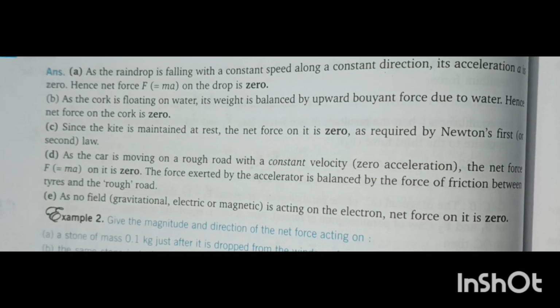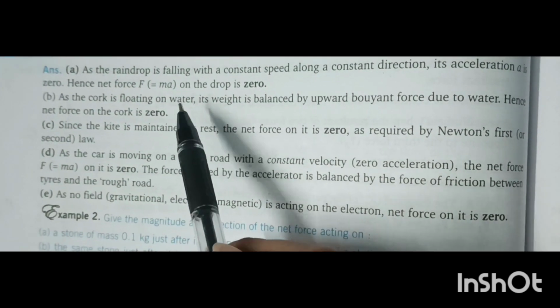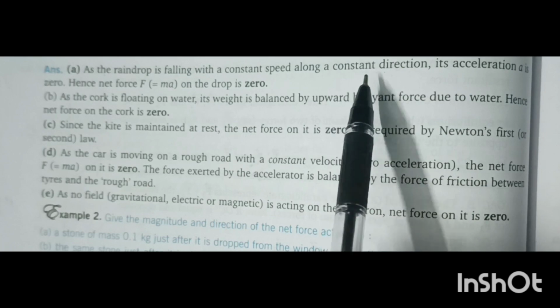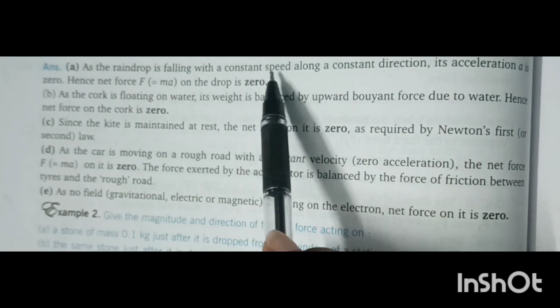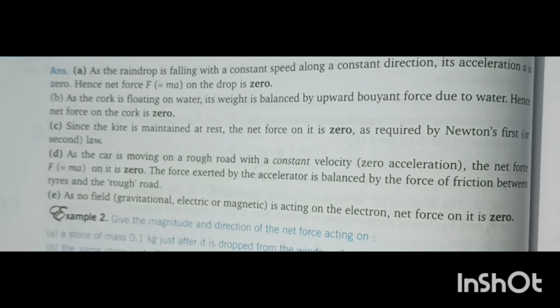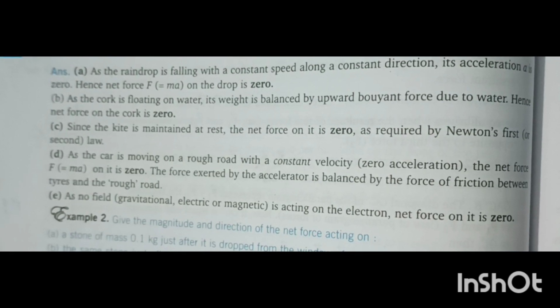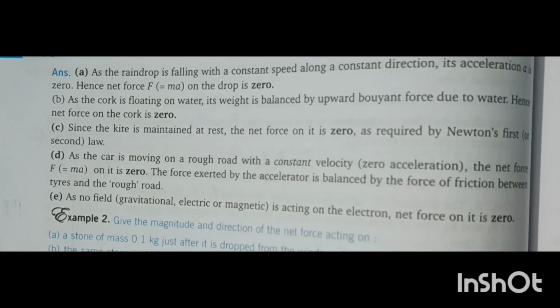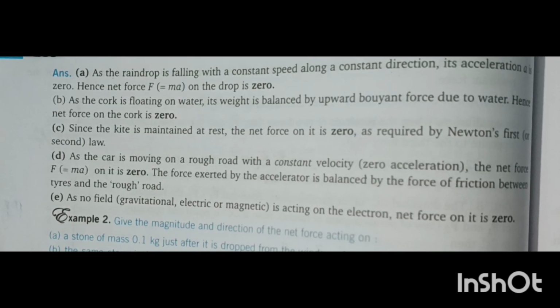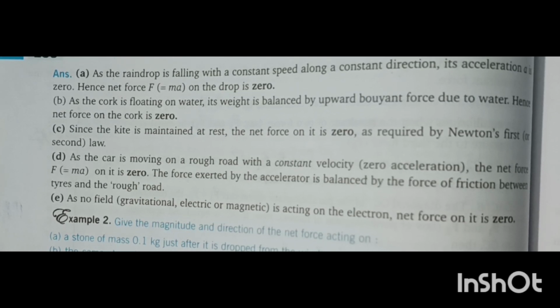So in the first case, the raindrop is falling with a constant speed in a constant direction, so its acceleration is 0. Here the speed is constant, so if speed is constant, that means acceleration is 0. If acceleration is 0, then we know force is equal to mass into acceleration, and that is 0. So force is also 0.